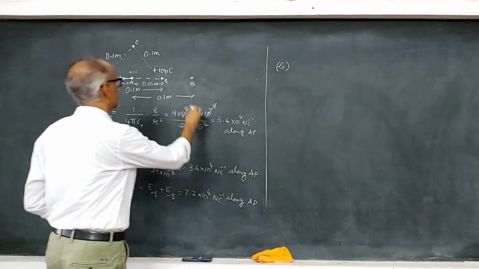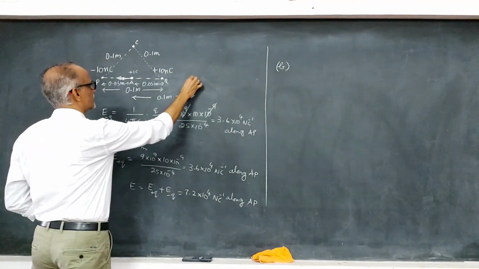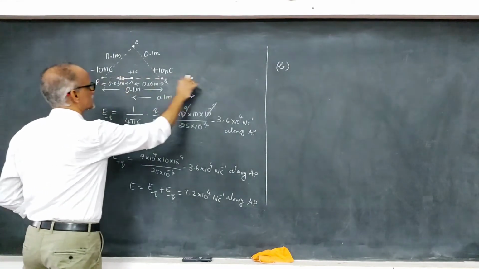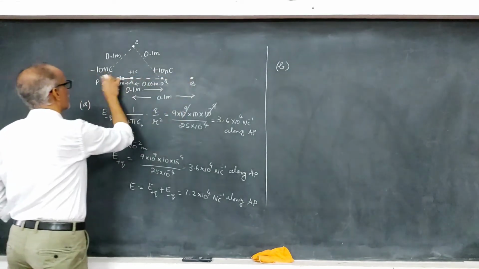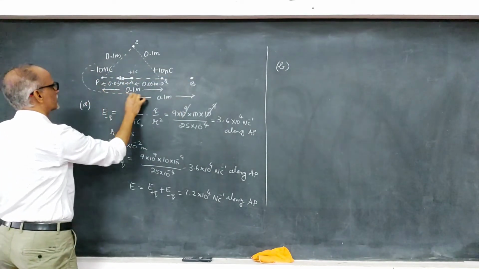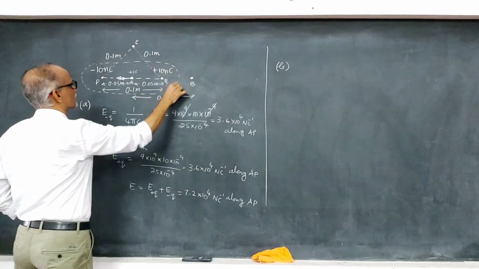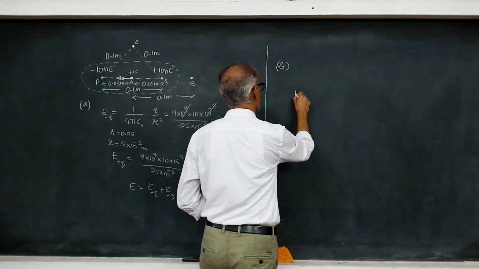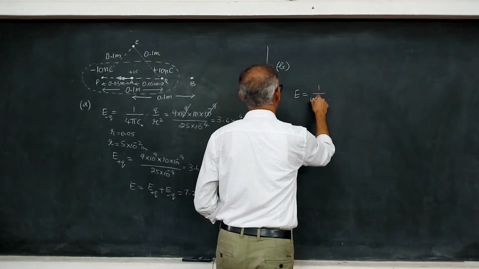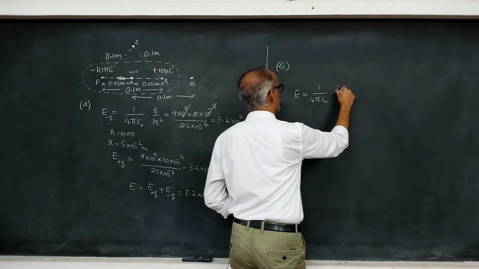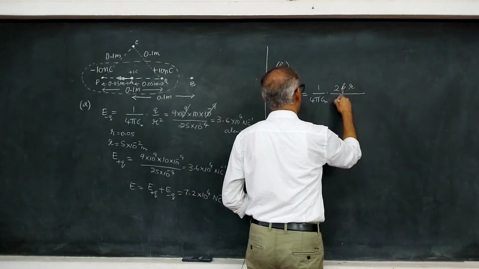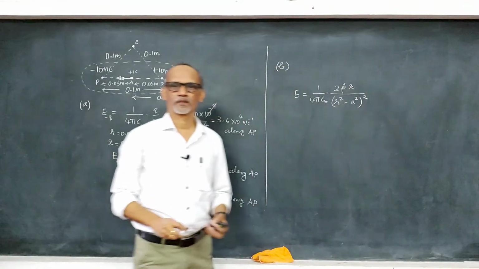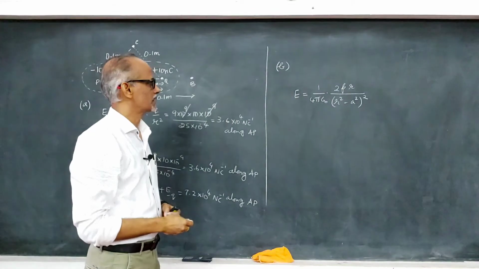Option B. Option B is here, to find the electric field at point B. That point B is on the axis, and this represents an electric dipole, if you can see. So what is the expression for electric field at a point on the axis of an electric dipole? E is equal to 1 by 4 pi epsilon naught, 2pr by (r square minus a square) the whole square. That is the formula for electric field at a point on the axis.